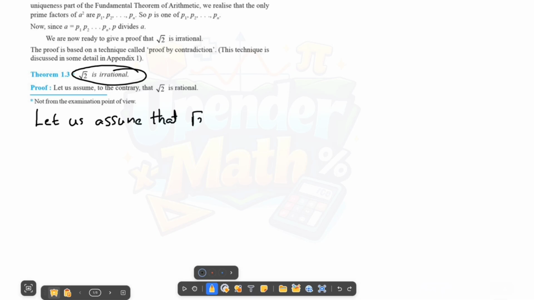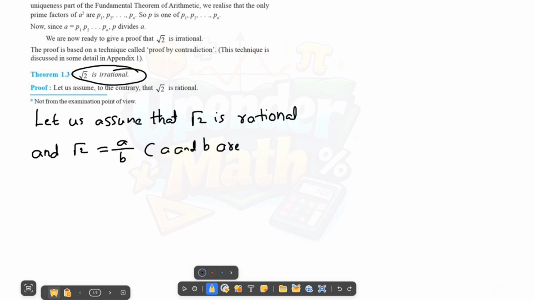root 2 is a rational number. So when it is a rational number, definitely this will be in p by q form or some a by b form. And also let us assume that root 2 is equal to some a by b, where a and b are some co-prime numbers. That means they don't have any common factor except 1.